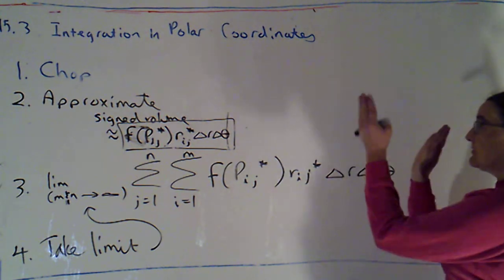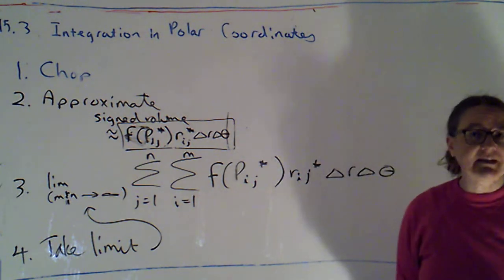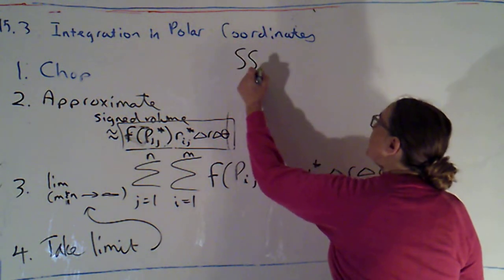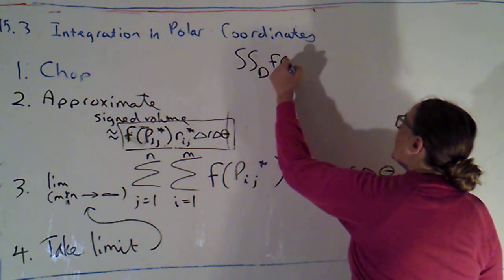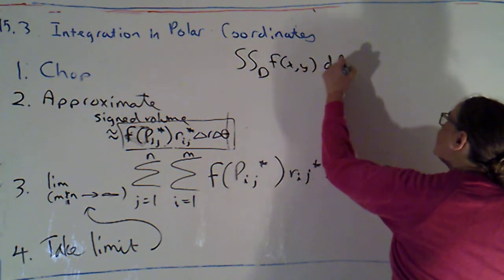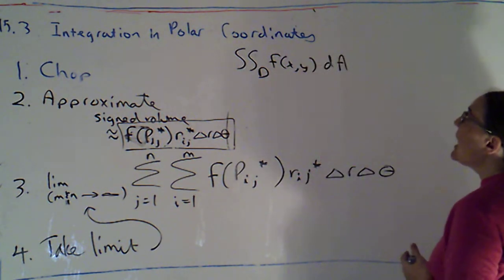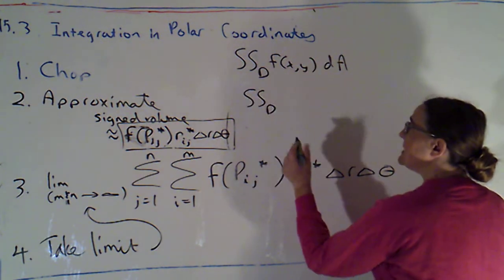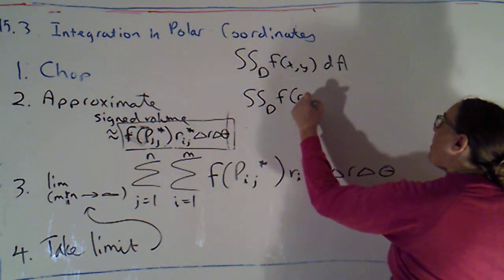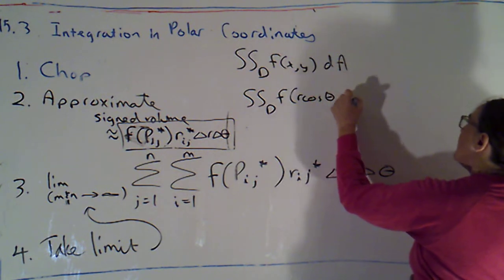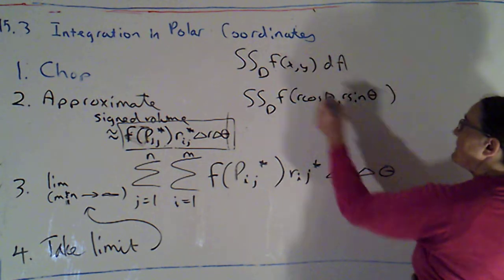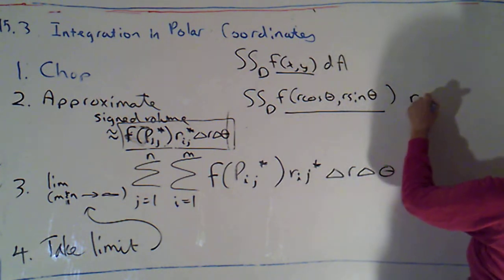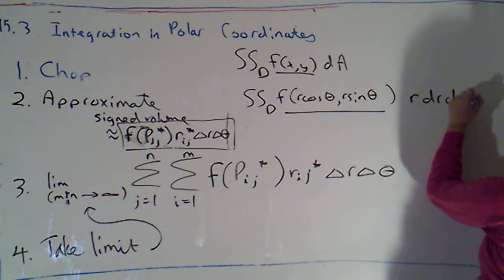Now, you're not going to have to actually set up a Riemann sum, but what this tells me is that if I have the double integral over D of f of x y dA, I can rewrite that as the double integral over D of f of r cosine theta, r sine theta, there's my f of x y right there, times r dr d theta.